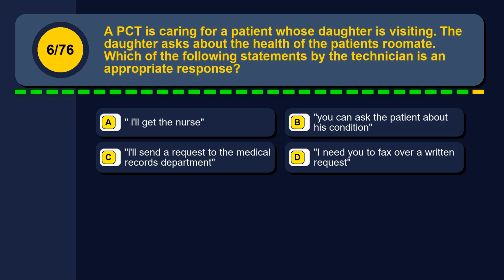Question 6. A PCT is caring for a patient whose daughter is visiting. The daughter asks about the health of the patient's roommate. Which of the following statements by the technician is an appropriate response? Option A. I'll get the nurse. Option B. You can ask the patient about his condition. Option C. I'll send a request to the medical records department. Option D. I need you to fax over a written request.